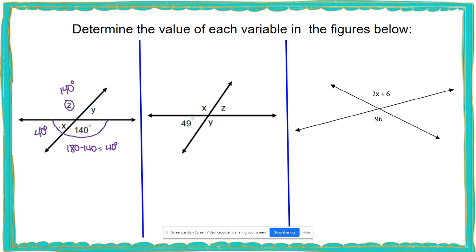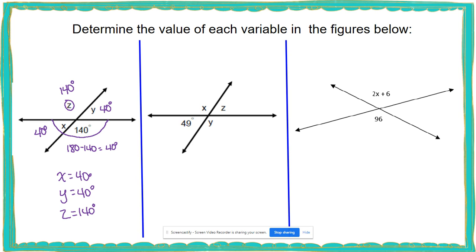If x equals 40 and it's vertical to y, that means that y also equals 40 degrees. So in this problem, x is equal to 40, y is equal to 40, and z is equal to 140.